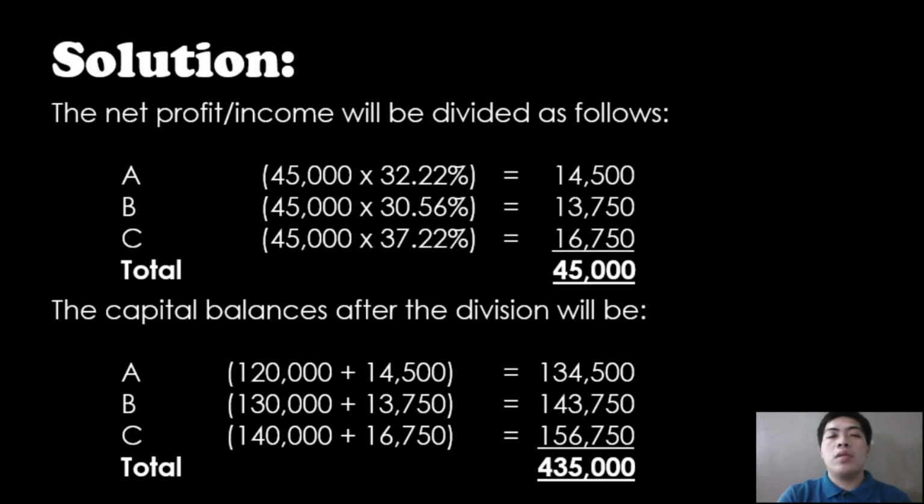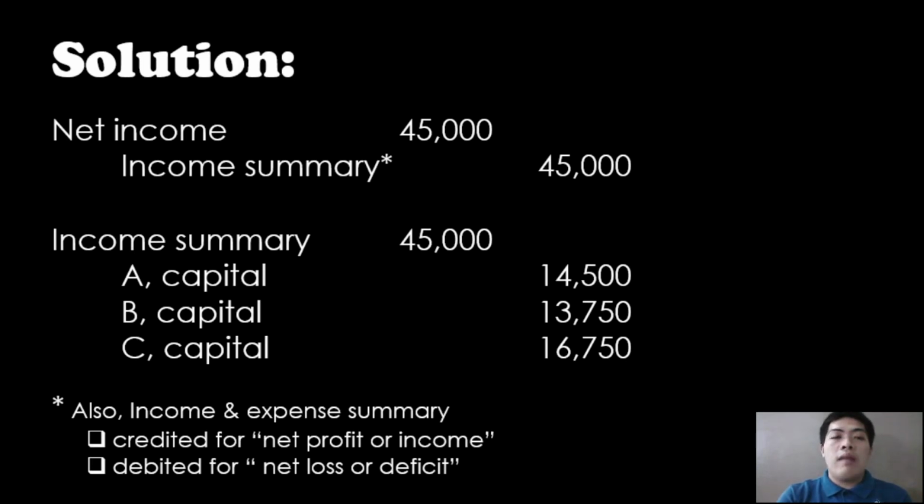Then, yung kanilang distribution ng profit, respectively kay A, B, and C, we have 14,500 kay A, 13,750 kay B, 16,750 kay C. Then, yung kanilang capital balances after the division, we have 134,500 kay A, 143,750 kay B, and 156,750 kay C. Okay? Then, yung ating entry, we have, again, i-close yung income dun sa income and expense summary. Then, yung income and expense summary, i-close dun sa capital accounts.